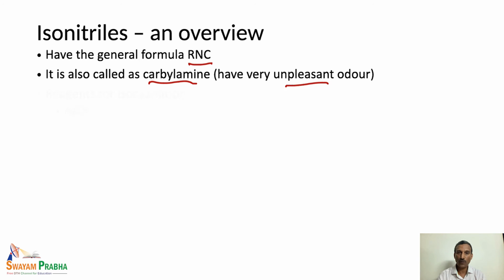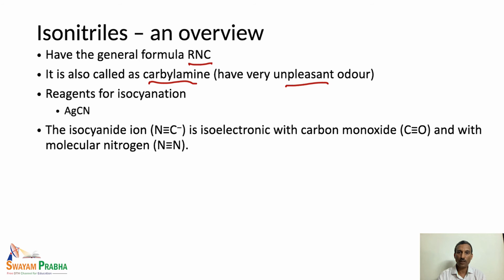Of course, many of you are aware of the carbylamine reaction. In the carbylamine reaction, R-NC, that is isocyanide, is produced. The reagent used for isocyanation is silver cyanide, and the isocyanide ion is written here. This is isoelectronic with carbon monoxide and nitrogen.